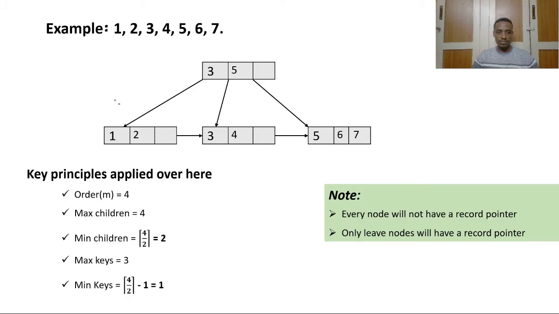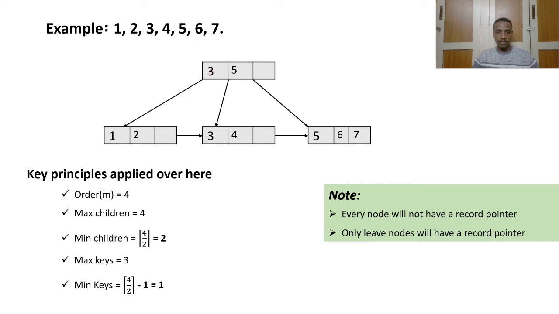This is an example of a B+ tree. We see 1 up to 7 we can form a B+ tree. So here we have 3 children of one root. The root is containing key values of 3 and 5.